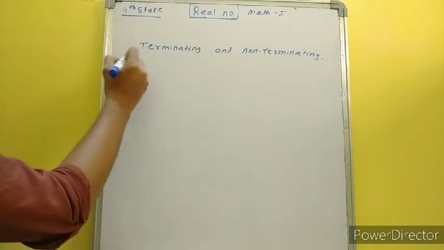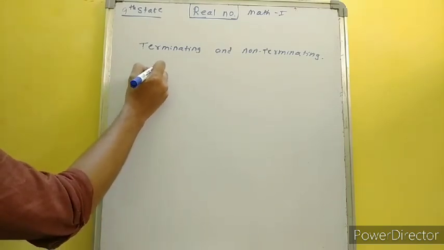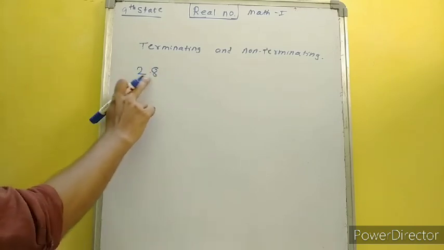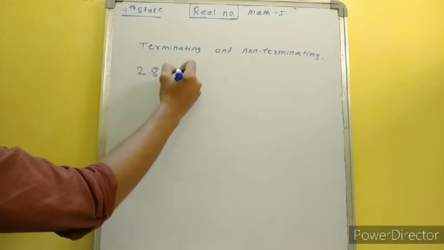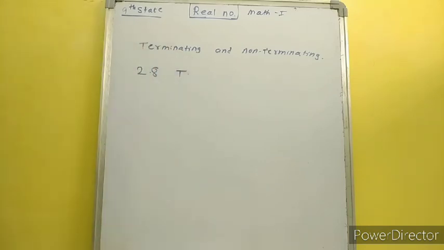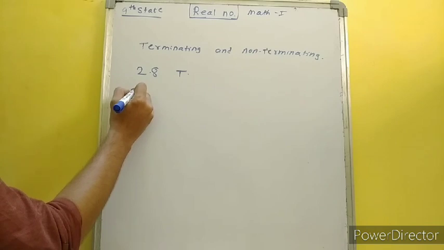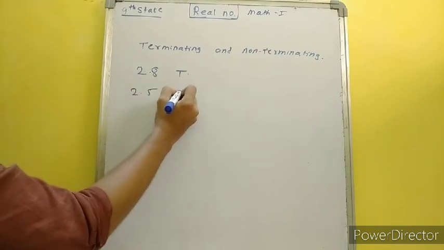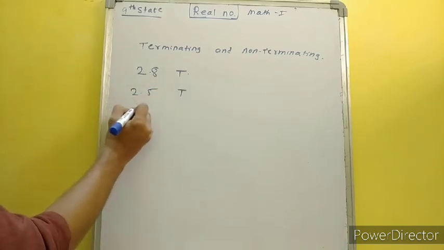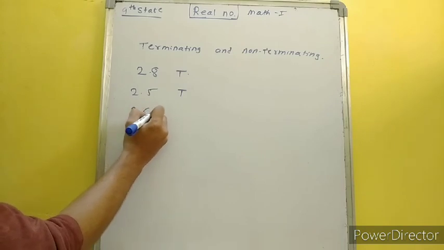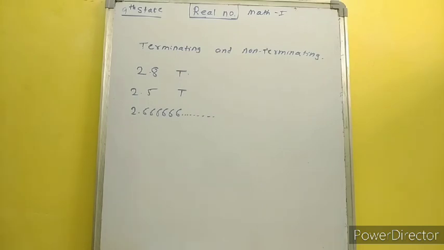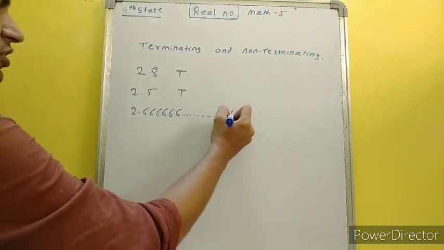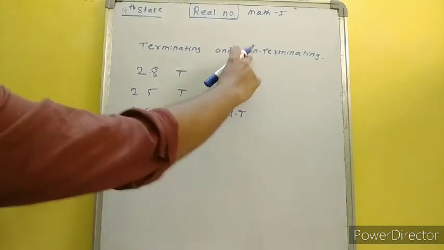Suppose I have written 2.8. So we have an ending 2.8. It is getting end, so we can say it is terminating. If I am writing 2.5, again it is terminating. If I am writing 2.66666, it is not ending. A number which is not ending is called non-terminating.